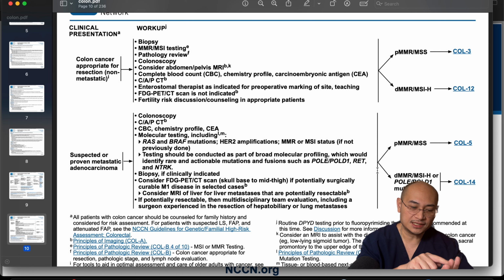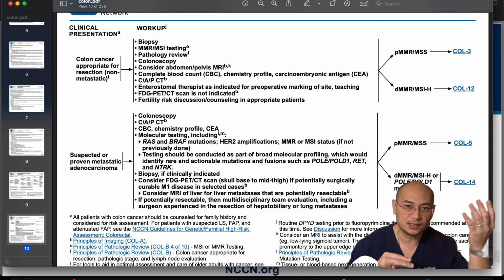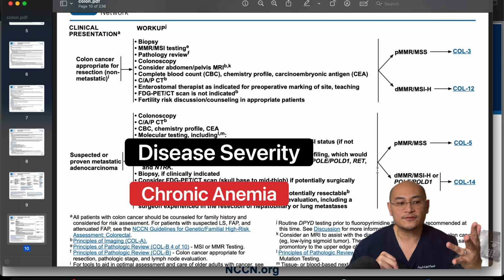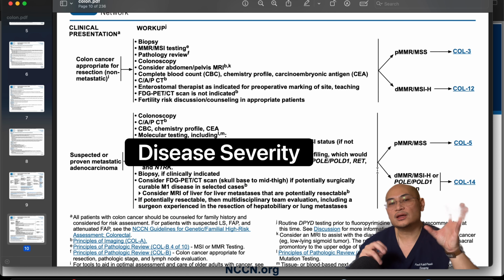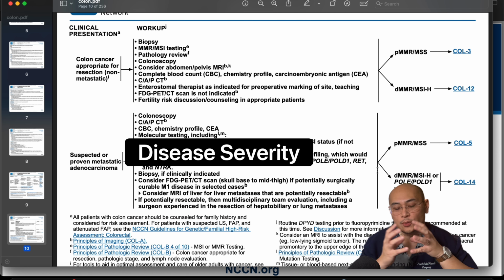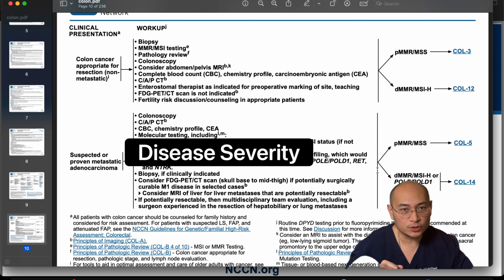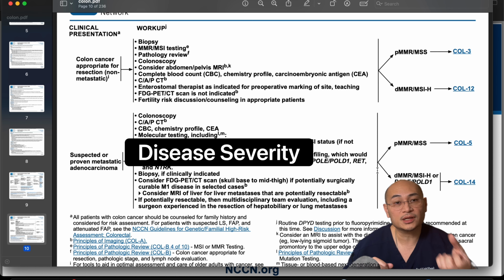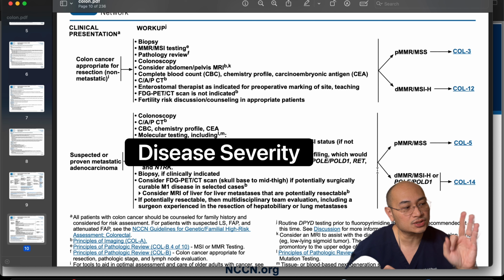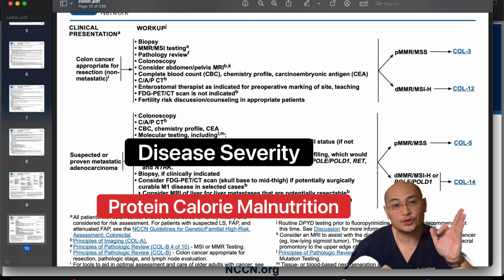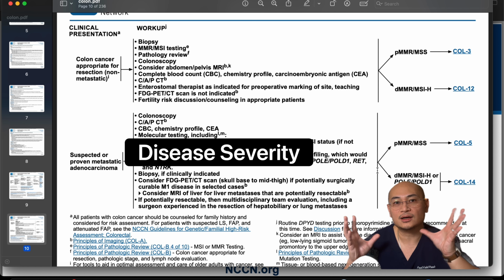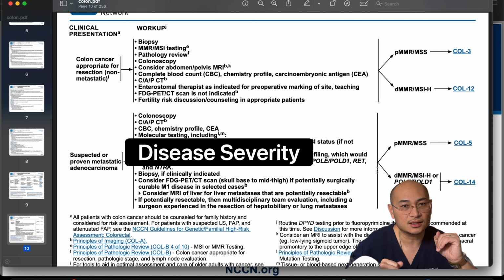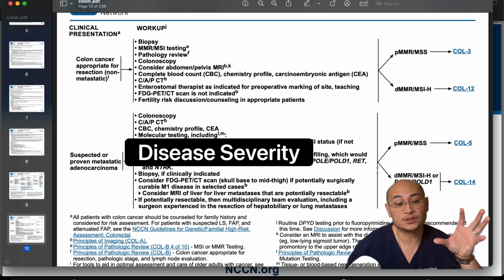Well, number one, your CBC is your baseline. If you have any chronic anemia, thrombocytopenia, leukocytosis, other things that are risk factors of the disease process, on whether you've been losing blood from the malignancy, any signs of protein calorie malnutrition from a low albumin. These are all things which paint your health as a patient with now newly diagnosed cancer.